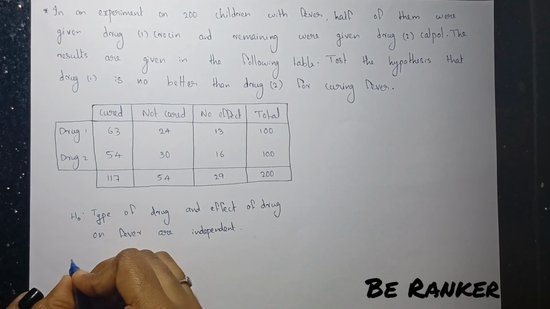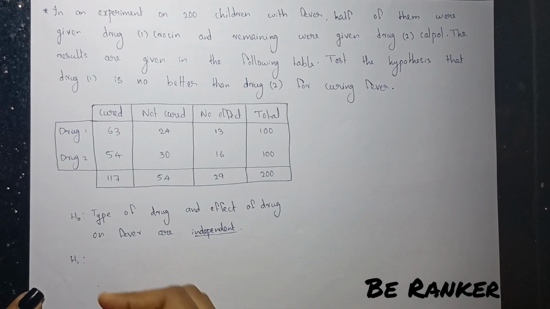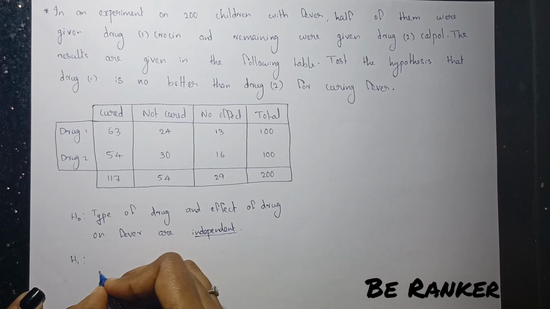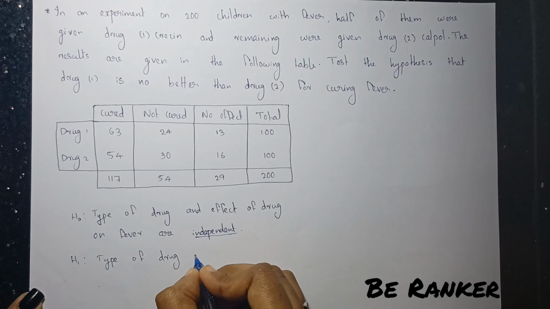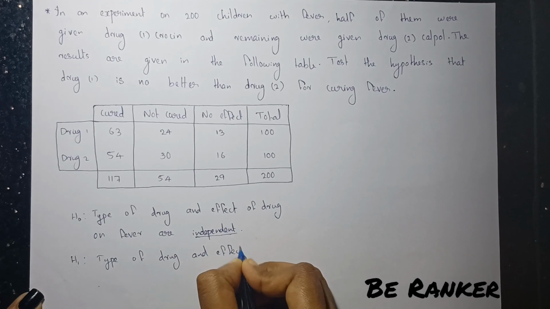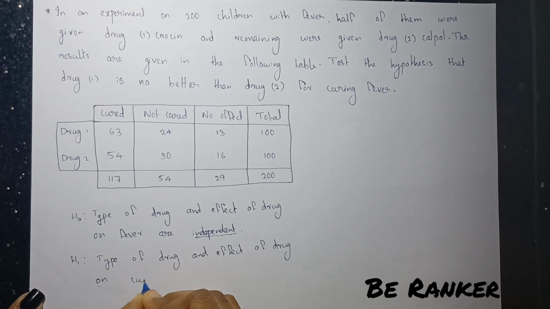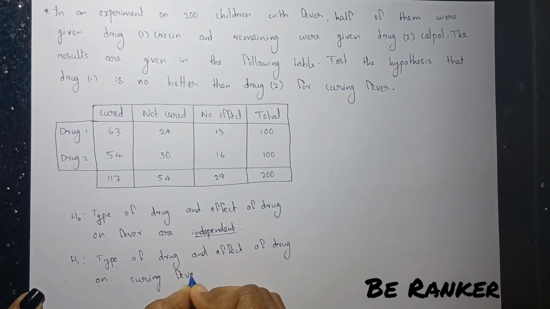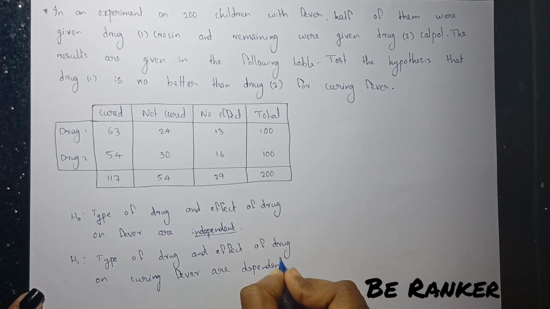Okay, then next H1, the alternative hypothesis. This is independent, so the alternative hypothesis is dependent. The attributes are dependent. That is, type of drug and effect of drug on curing fever are dependent. Okay, so this is the null hypothesis and alternative hypothesis.